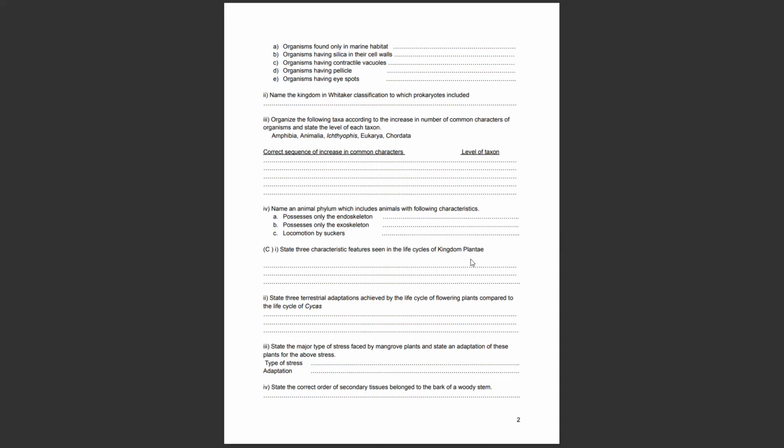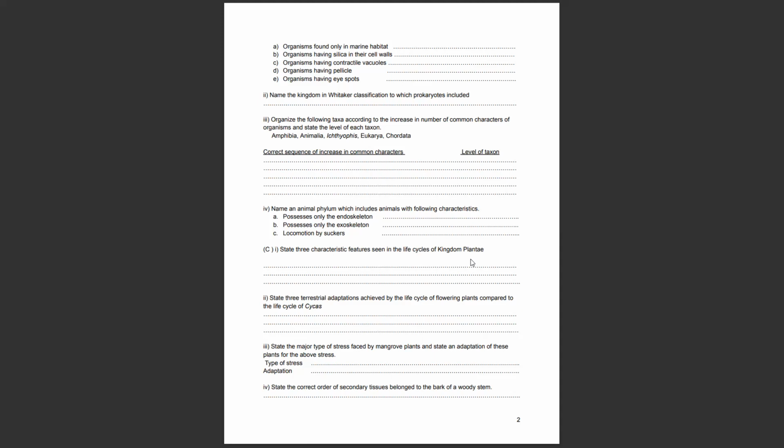Eukarya, Animalia, Chordata, Amphibia, Ichthyophis. Right? Eukarya, what is the taxon? Domain. Animalia, kingdom. Chordata, phylum. Amphibia, class. Ichthyophis, genus. Right? Ichthyophis. Genus.